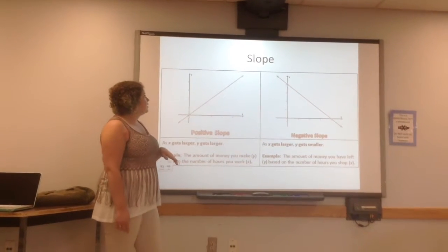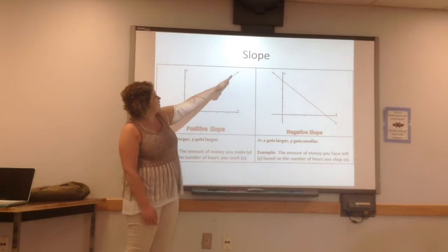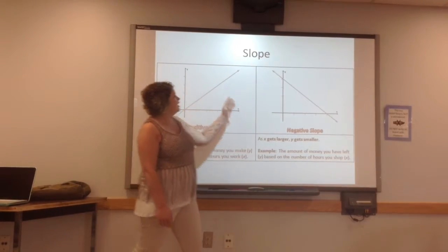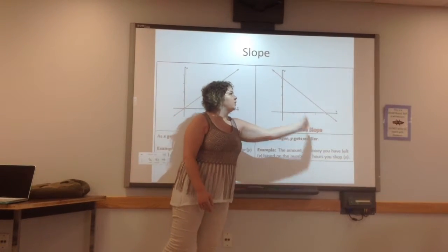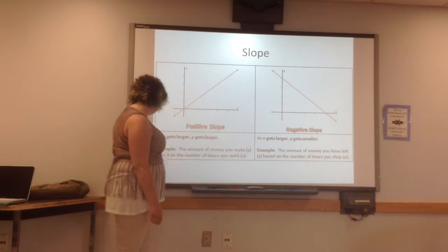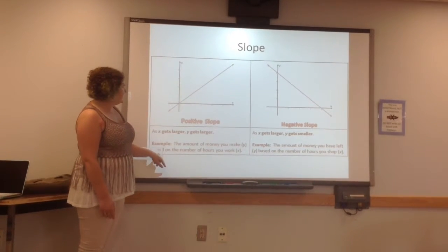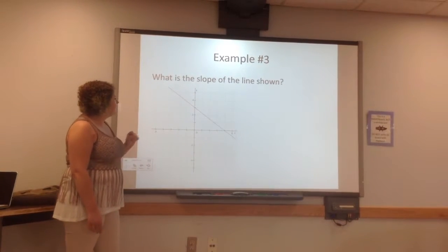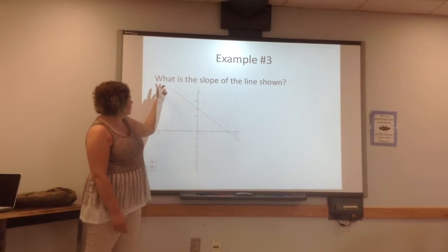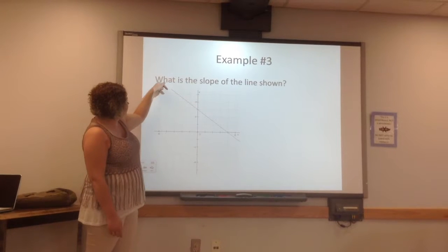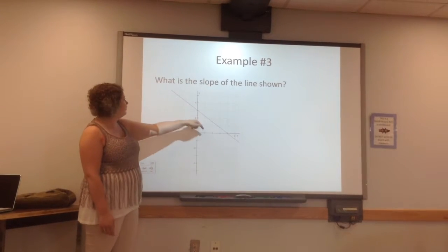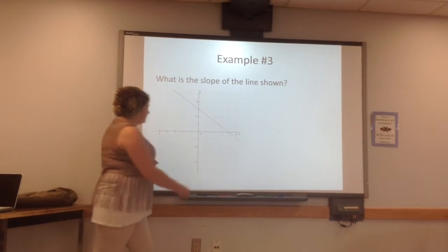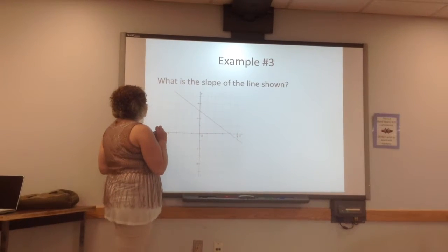All right. So positive slope always looks like it goes in this direction, and negative slope is going in that direction there. All right. Let's take a look at an example where the line is negative. So we know we have a negative slope here because it's going down, right? It's falling. So let's start like we have any other time.